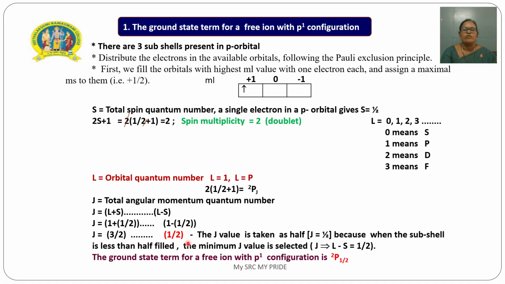1 minus 1/2 is 1/2. The J value is taken as 1/2 because when the subshell is less than half filled, the minimum J value is selected. Therefore, J equals L-S, which is 1/2. The ground state term for a free ion with the p1 configuration is 2P1/2.